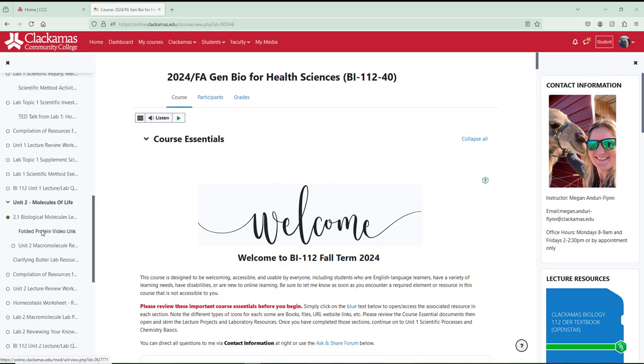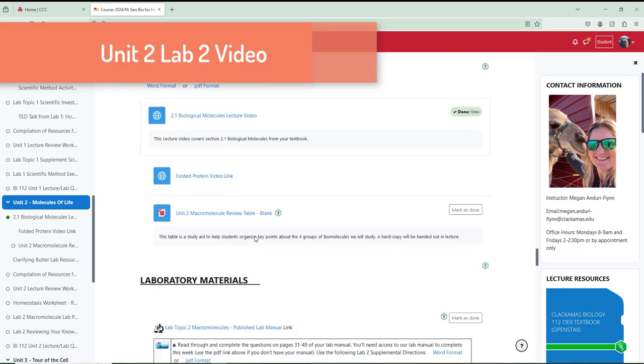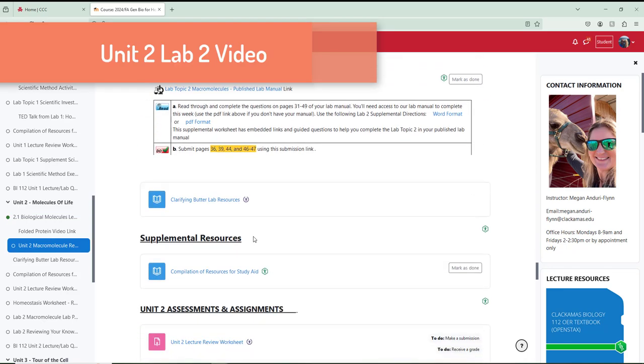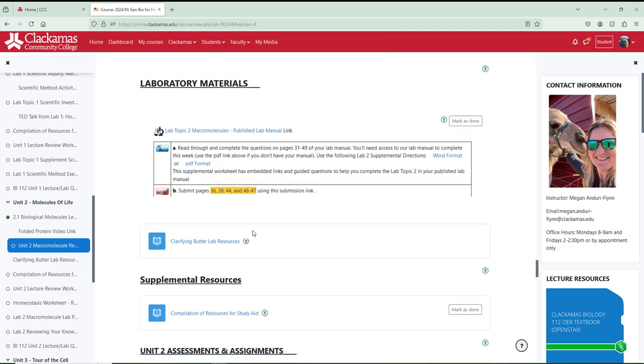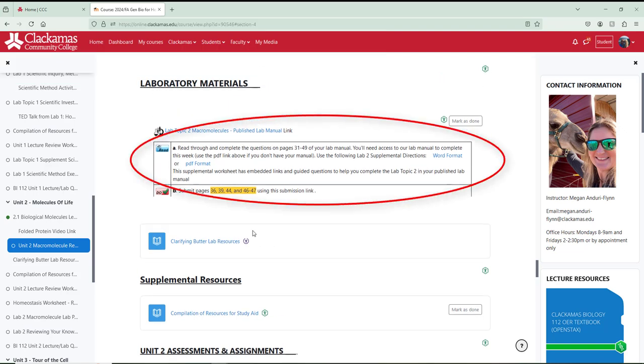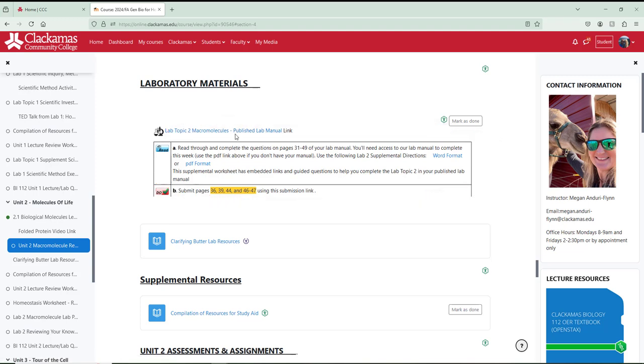Welcome back, everyone. So this week we're going to get into our Unit 2 lab on macromolecules. This lab, again, if you haven't received your lab manual yet, we do provide the sheets for you. We do have it linked right here. This is, I believe, the last week we do have these available for you.